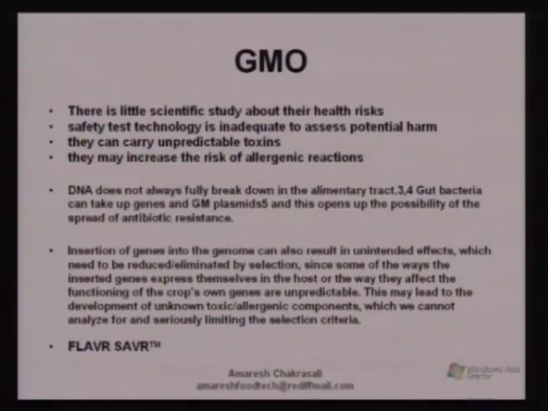As already discussed, they can also lead to toxic allergenic compounds. Since we are not aware of what they can produce, we cannot analyze and control them. Look at the last part of the slide. This Flavr Savr is one of the genetically modified tomatoes produced in the USA for which safety risk was assessed.